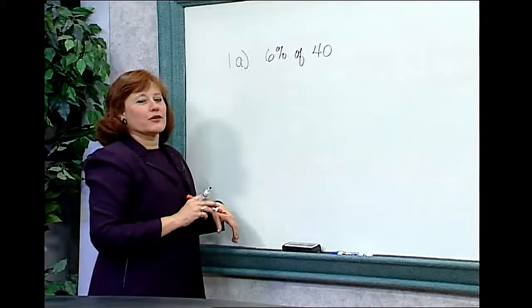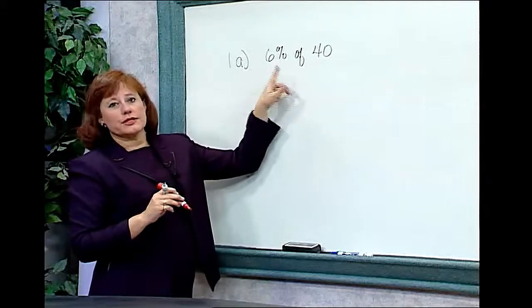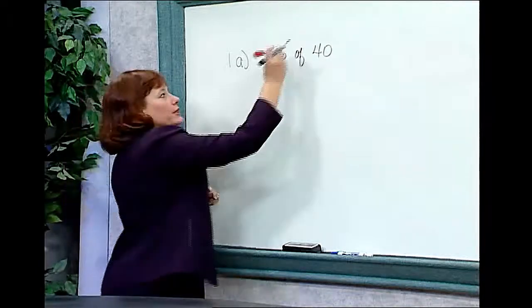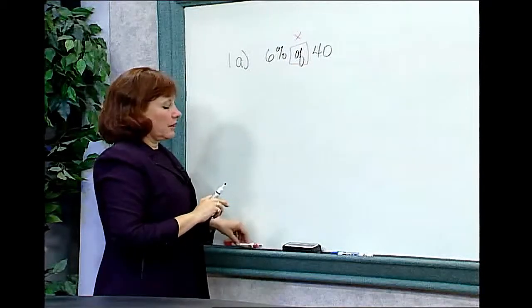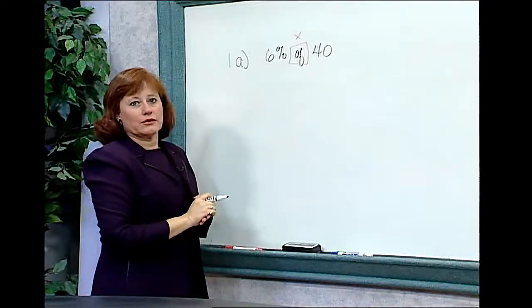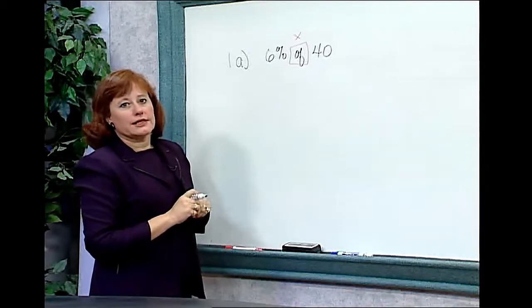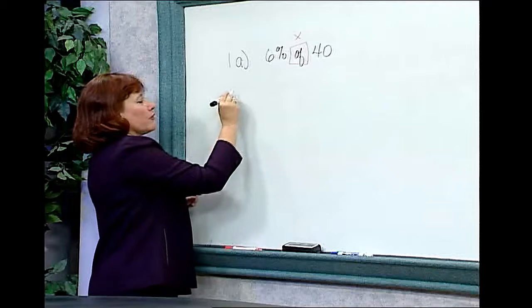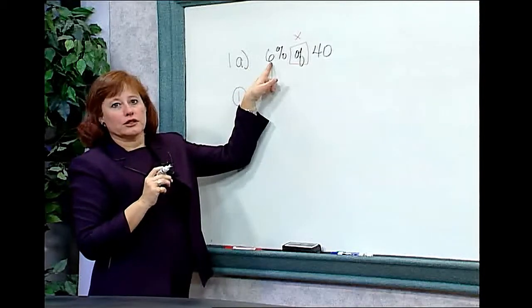Let's take a look at another problem that's similar to the problem we just did. We want to find 6% of 40. We're going to remember that the word "of" means multiplication. We have two methods now that we can do this. We can change 6% to a fraction or a decimal. Let's take a look at both methods. For the first method, we're going to change 6% to a fraction.